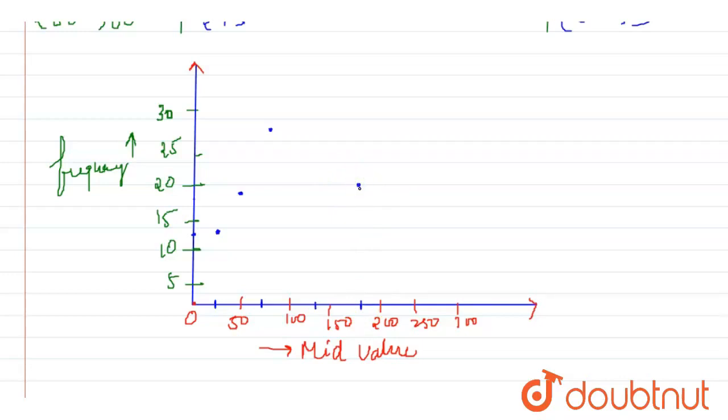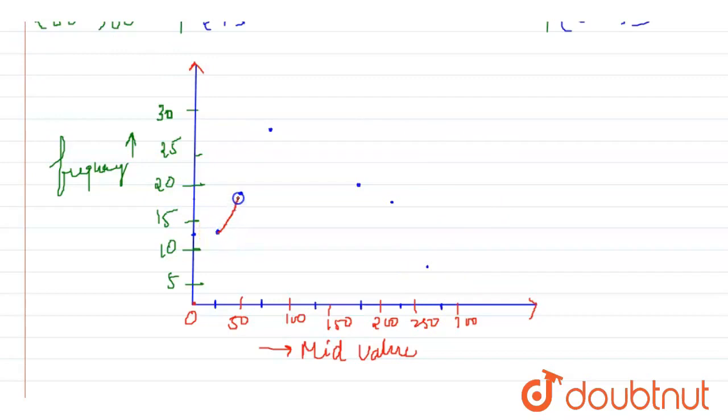Okay, now we have 225, 17. So 225 somewhere here and 17 somewhere here, right? Okay, now we have last, that's 275 and 6. So 275 over here and 6 is gonna be here, right? Now I will just match up all of the points.